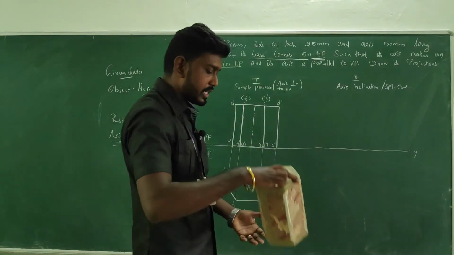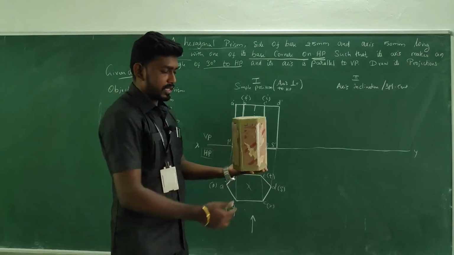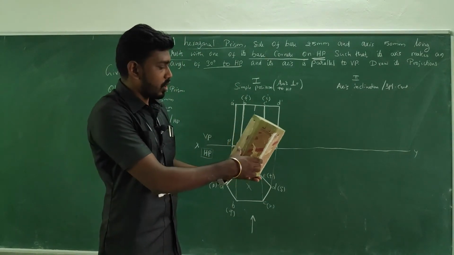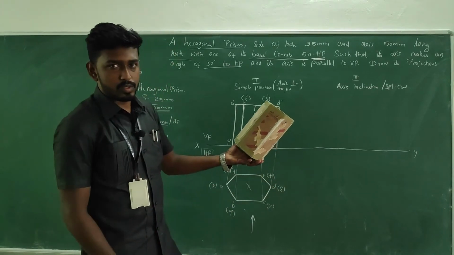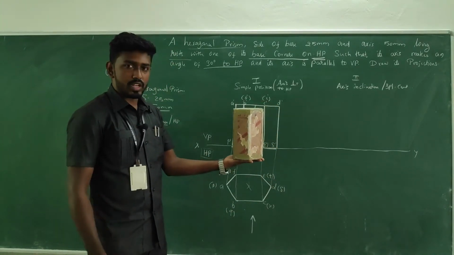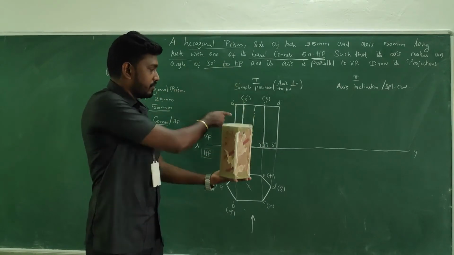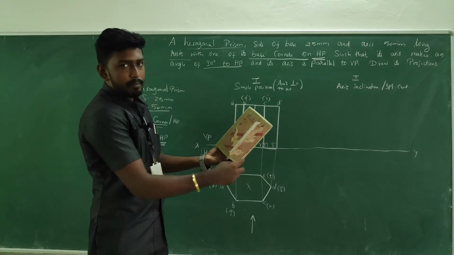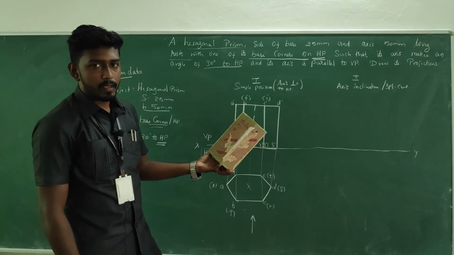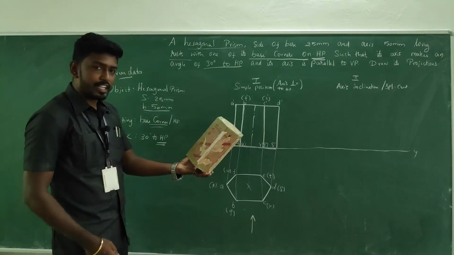So now the object is being kept something like this. Now I am going to tilt the object 30 degrees with the HP plane like this. It is just like this, the top view and the front view we have taken. Now we are going to tilt the object, making 30 degrees with the HP.